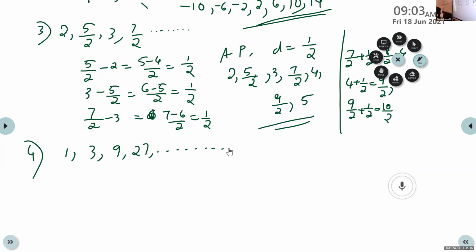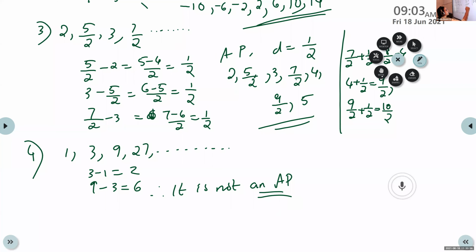Next one is 1, 3, 9, 27, etc. Check, all of you do it. Check first of all what about the common difference. If it is an AP, find the next three terms. It's not an AP, because 3 minus 1 is 2 but 9 minus 3 is 6. Therefore, it is not an AP.